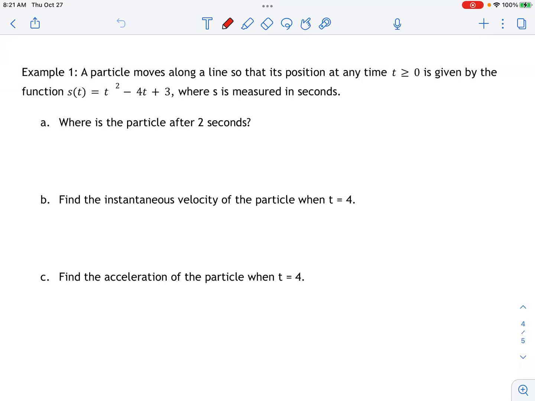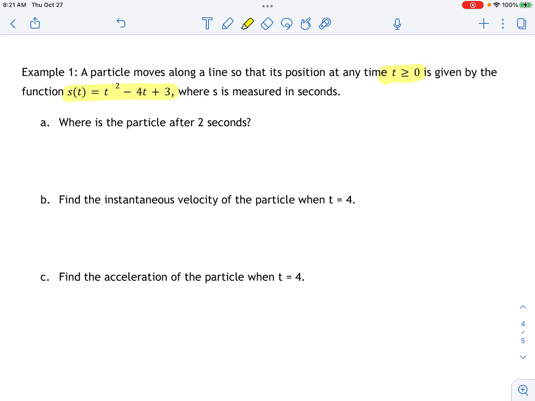Example 1 talks about a particle moving along a line, so its position at any time t greater than 0 is given by the function s of t equals t squared minus 4t plus 3, where s is measured in seconds. When you see t greater than 0, that just means time has to be greater than 0. You can't have a negative time because you'd be going back in time.